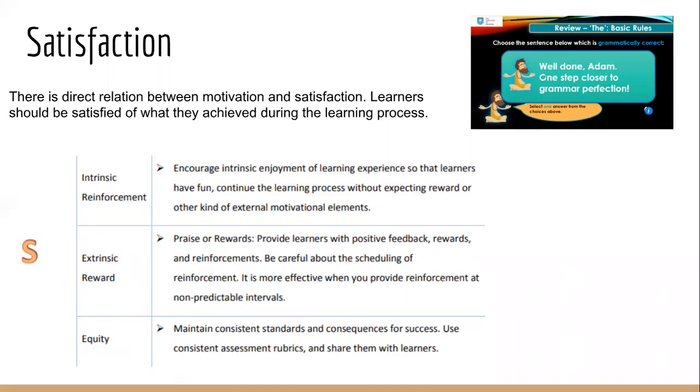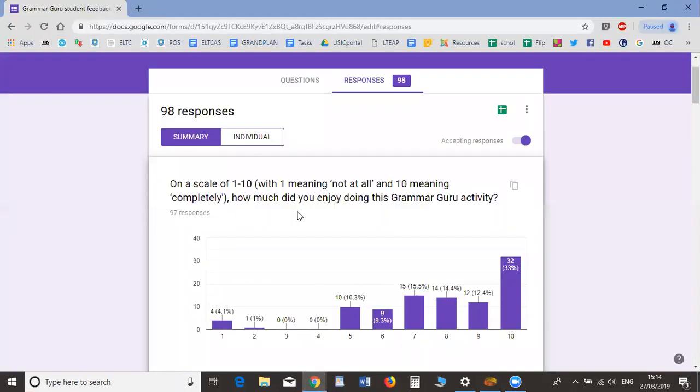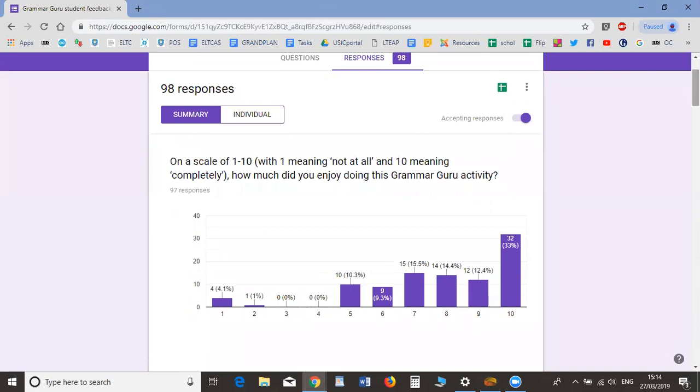And proof of the pudding, what do the students think? Yes, of course, because it's all well and good me saying that it's good, but yes, students. Well, we do have close to 100 responses from students doing the activities, and the first question they were asked is how much they enjoyed it, and you'll see here that we have some really nice responses.